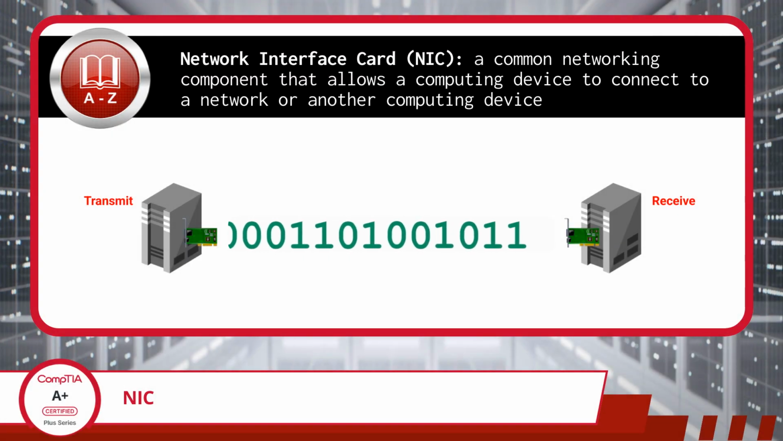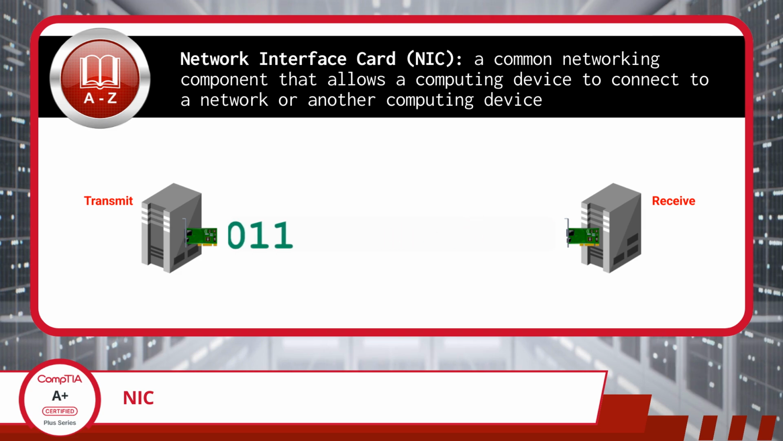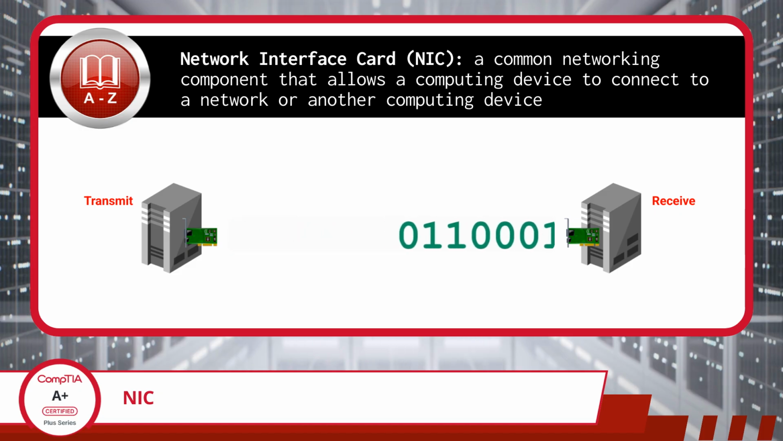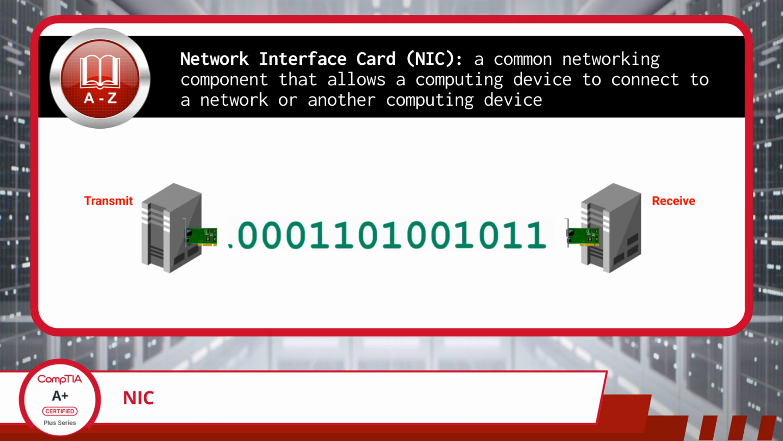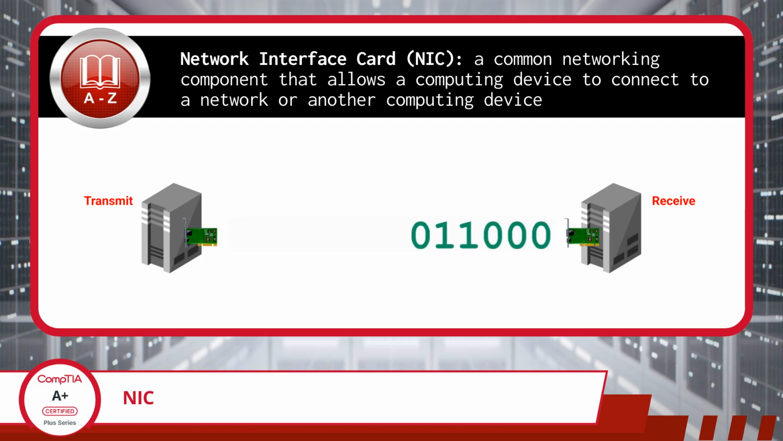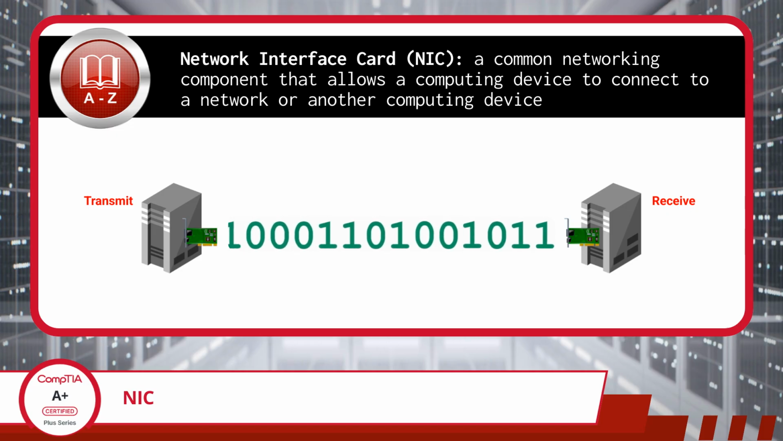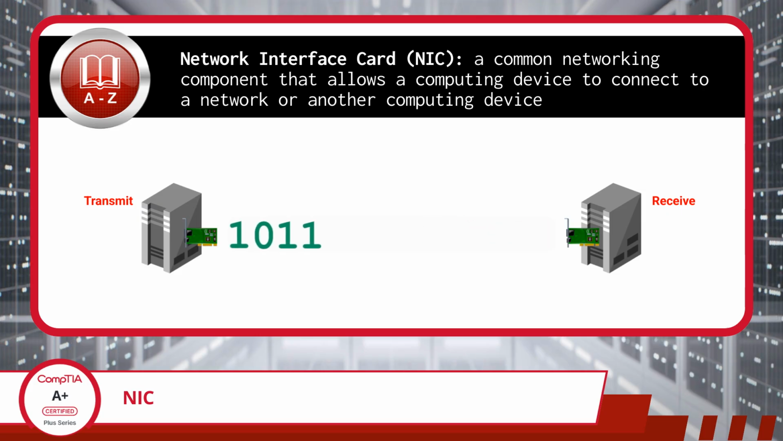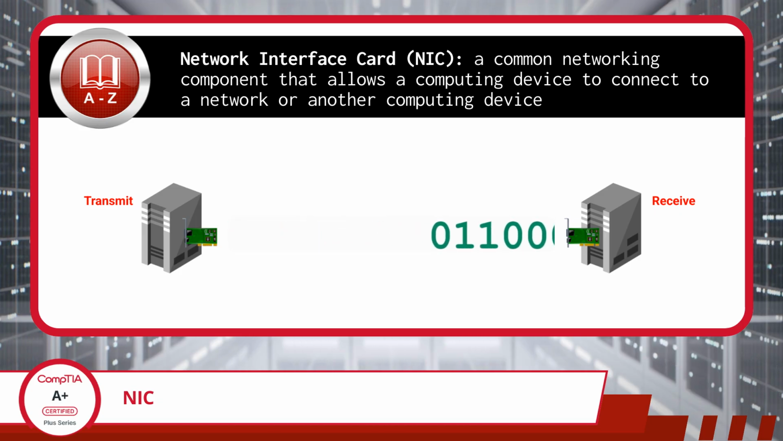NIC. A NIC, short for Network Interface Card, is a common networking component that allows a computing device to connect to a network or another computing device. It acts as the communication link that enables data to be sent and received. The primary function of a NIC is to convert the digital data generated by a device into an electrical or optical signal for transmission, and then convert incoming signals back into digital data that the device can understand.